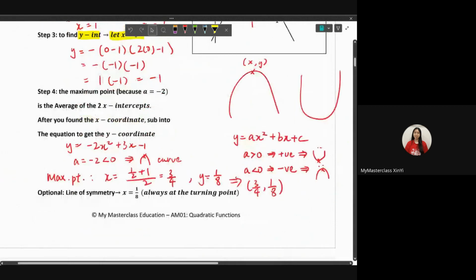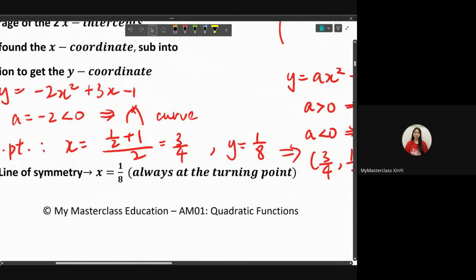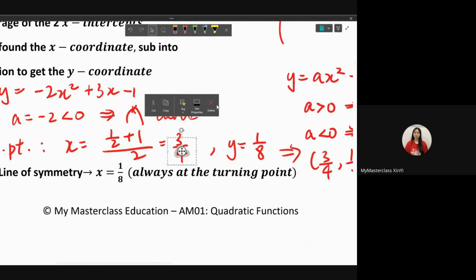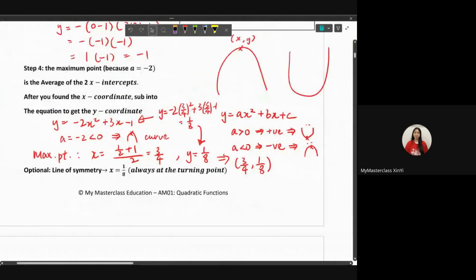After you found this halfway mark, 3/4, correct? Then you will sub in. Over here, this is your equation. So when you have x equals 3/4, you sub the value of x as 3/4 into this equation to find the corresponding y value. So just sub it in. Then you will get your 1/8 here. That is your maximum point.